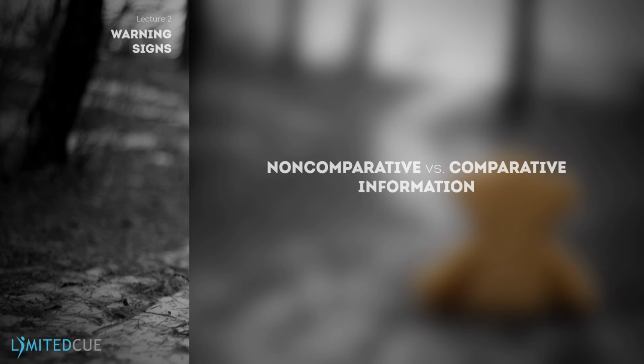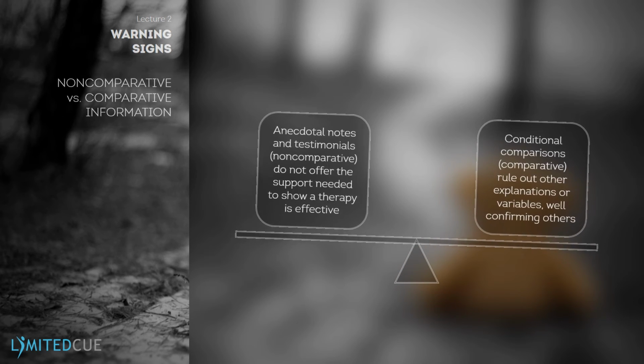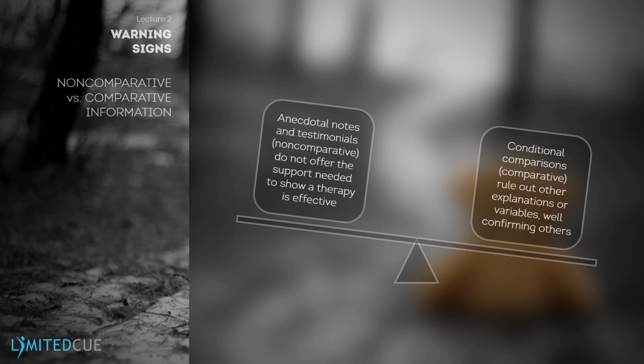Evidence can be shown through non-comparative versus comparative support. This tells us how a therapy compares to no treatment and many other treatments. Anecdotal notes and testimonials do not offer the support needed to show a therapy is effective. Evidence should be shown under different conditions and then comparing those results. These comparisons rule out other explanations or variables while confirming others.